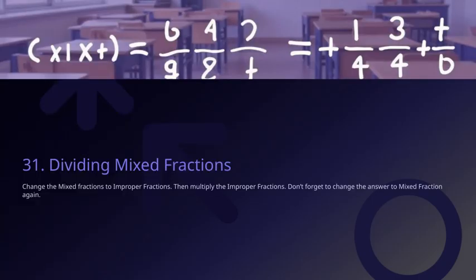All right, let's talk about dividing mixed fractions. The first step is to change those mixed fractions into improper fractions. Remember, this just means converting the whole number and the fraction into a single fraction.